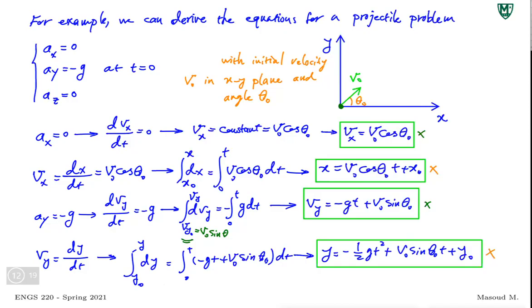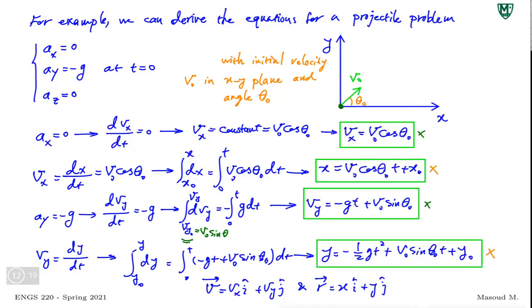So at any given time, using this general idea about motion on a curvilinear path, we know what the velocity is because we know its two components, Vx and Vy, right? The final idea is that V is Vx i plus Vy j, and R is x i plus y j. So at any given moment, I know the position and I know the velocity.